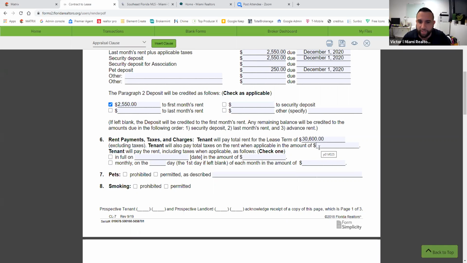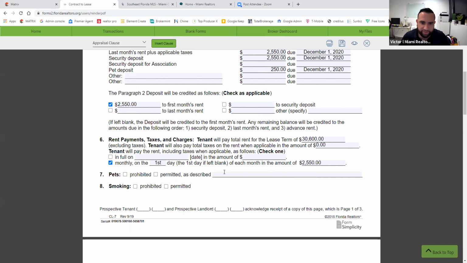Then it says tenant will pay total taxes when applicable, and you want to put 0. Always put 0 there. Tenants don't pay taxes on residential leases. That's only on commercial leases. So you always want to put 0. And then it's going to say tenant will pay the rent, including taxes as applicable, as follows. Check one of these, either in full on blank date or monthly on blank date. Most of the times, 99% of the times, guys, it's going to be monthly, okay, on the first day of the month, in the amount of whatever the rent is, $2,550 in this case.